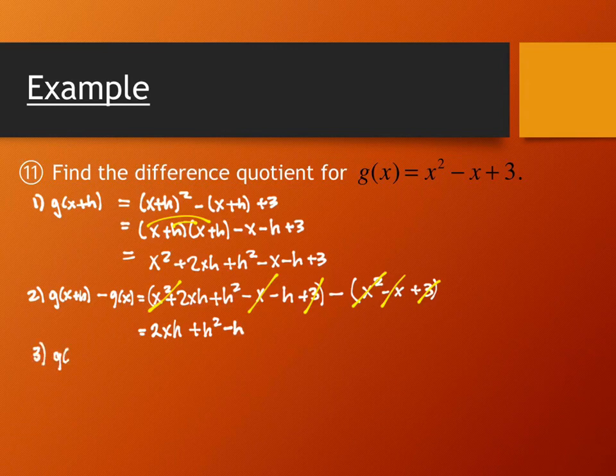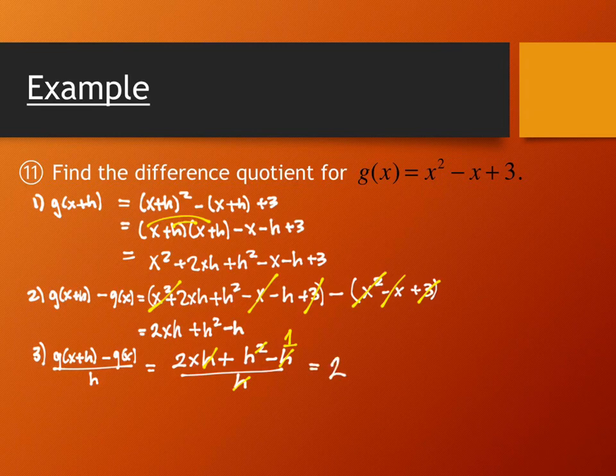And then step 3 is to actually take the quantity I just found in step 2, which was g of x plus h minus g of x, and divide by h. So 2xh plus h squared minus h, divide by h. So the h here would become a 1, so it's just 2x. h squared here becomes an h, and the negative h here becomes a negative 1, and this h becomes a 1, so it cancels. And I'm left with 2x plus h minus 1.